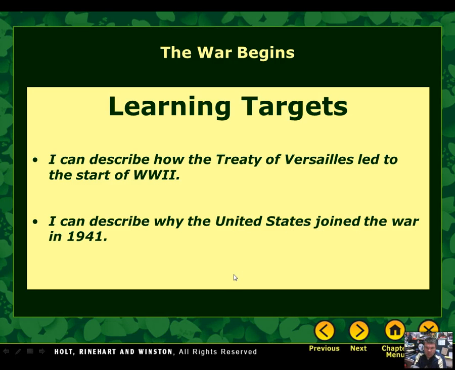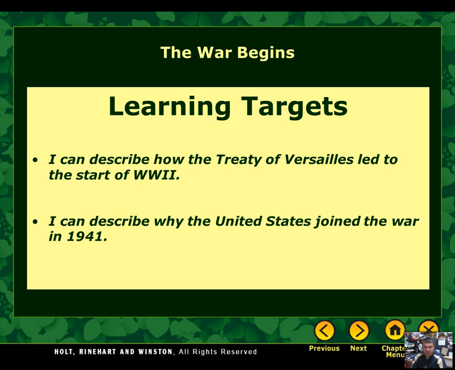In this section of our notes, we are going to be having two learning targets to accomplish. The first is I can describe how the Treaty of Versailles led to the start of World War II, and the second is I can describe why the United States joined the war in 1941.